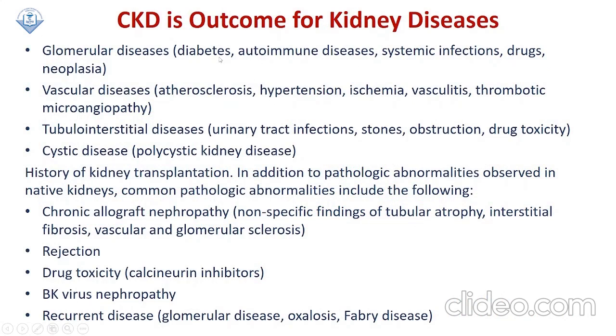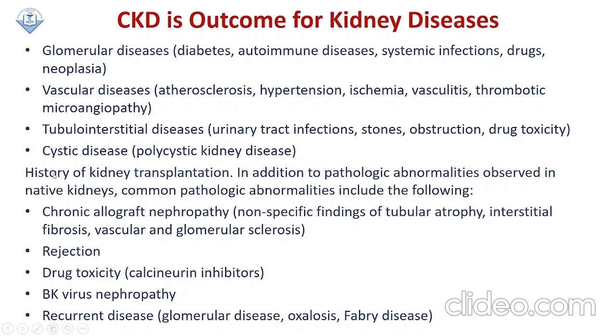They are diabetes mellitus, autoimmune diseases, systemic infections, drug intoxication, and neoplasia. Vascular diseases contributing are atherosclerosis, hypertension, ischemia, vasculitis, and thrombotic microangiopathy. Tubulointerstitial diseases are urinary tract infections, kidney stones, kidney obstruction due to stones and other causes, and also drug toxicity may contribute here. Cystic disease is polycystic kidney disease.